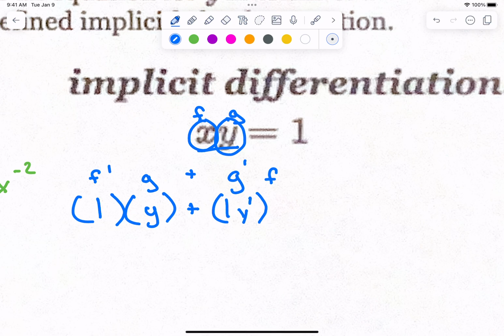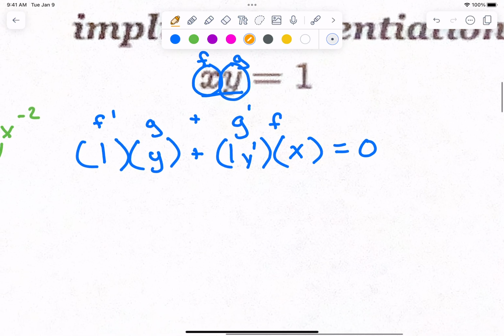Right? Because anytime we take the derivative of y, it has to have a y prime or dy dx, right? Times f, which is just x, and then equals, or no, 0. Equals 0. Okay, so simplifying stuff. 1 times y is just y, plus, I'm going to get rid of the 1 because the 1's not doing anything. I'm just going to call it x y prime. Okay? Equals 0. Got it?